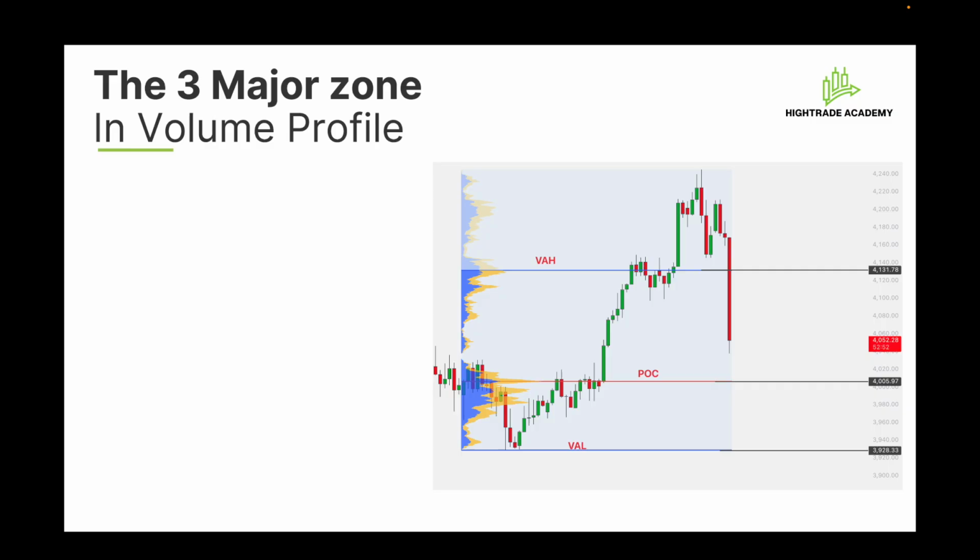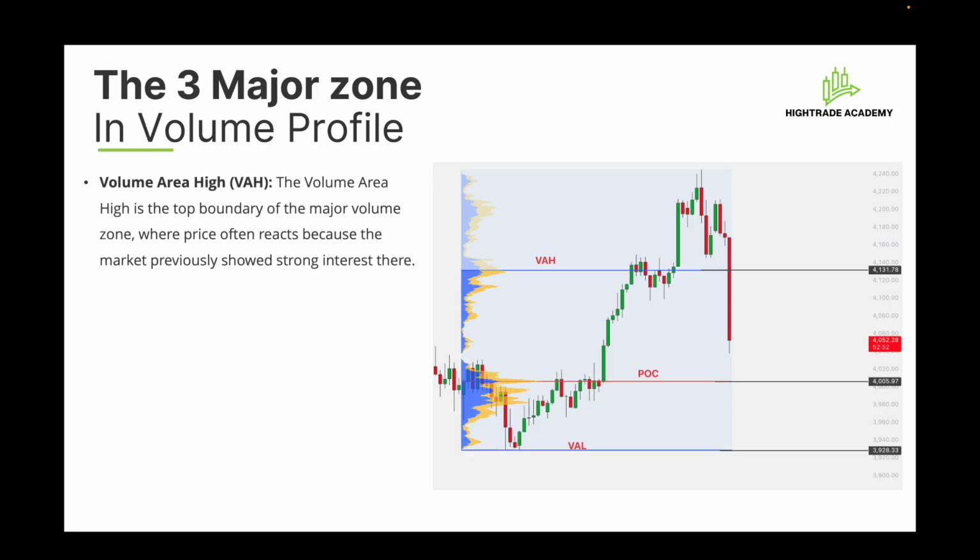There are three main levels I look at when it comes to volume profile. The first one is the volume area high, right? Now the volume area high is the top boundary of the major volume zone where price often reacts because the market previously showed strong interest there. It is also one of the most important levels whenever you apply your volume profile range on the chart, right?